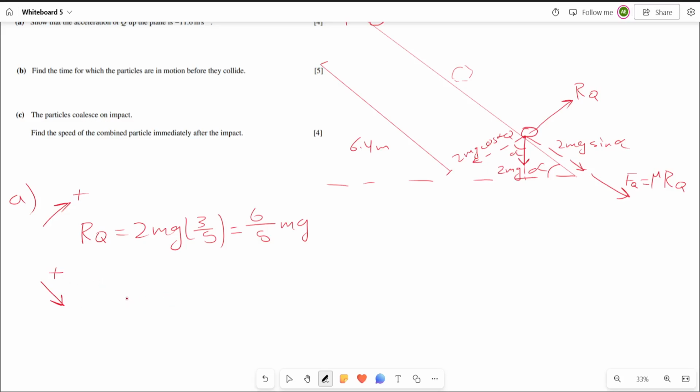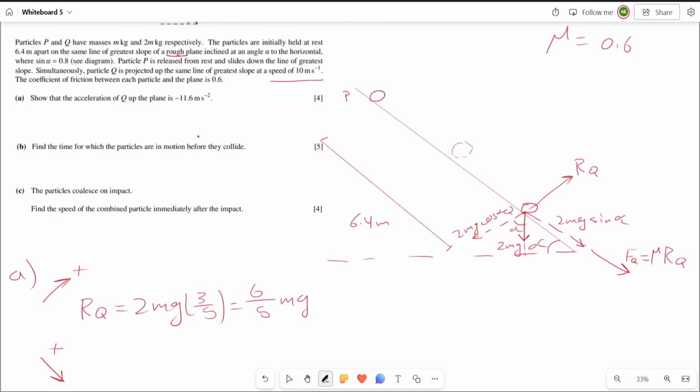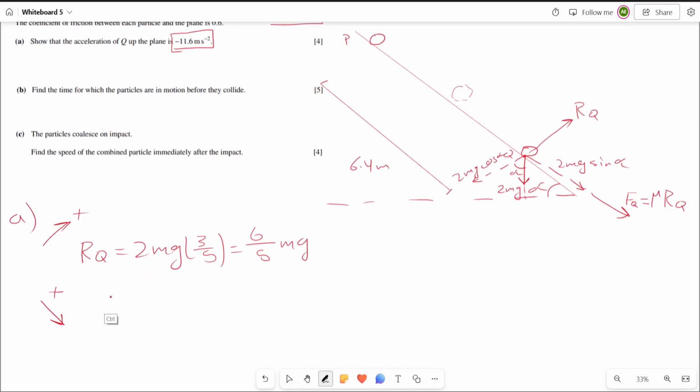So I like to take the direction of the acceleration as the positive direction. But in this case, he tells me explicitly that the acceleration up the plane is negative, so I will take the opposite. I will say that this direction is going to be my positive direction, and I will start to resolve. I will have a minus 2mg, since it acts in the opposite direction. This is my positive, so it must have a negative sign because it's acting in this direction.